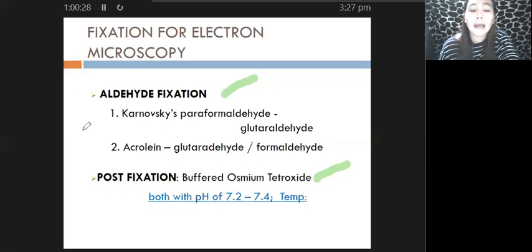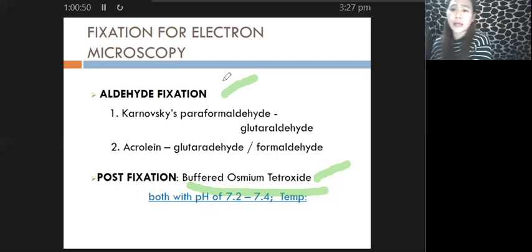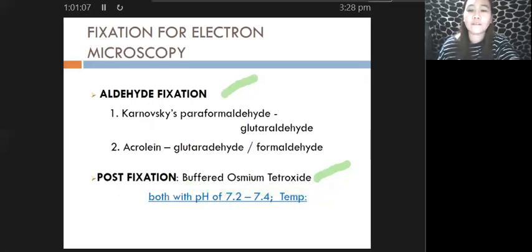Okay, so after aldehyde fixation, the second fixative that we use is buffered osmium tetroxide. Buffered osmium tetroxide. So the pH of both your aldehyde fixatives and your osmium tetroxide is between 7.2 to 7.4. So at what temperature do we perform the fixation process for electron microscopy? We have 0 to 4 degrees Celsius. Okay, for electron microscopy.